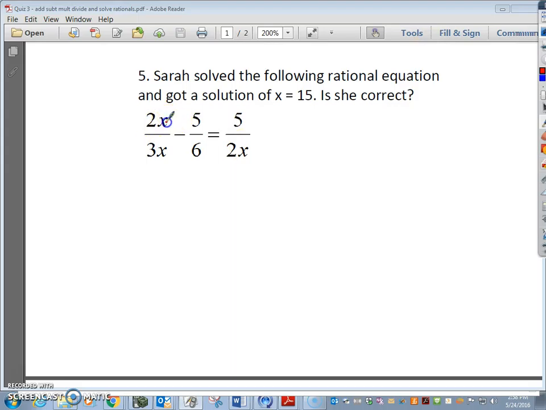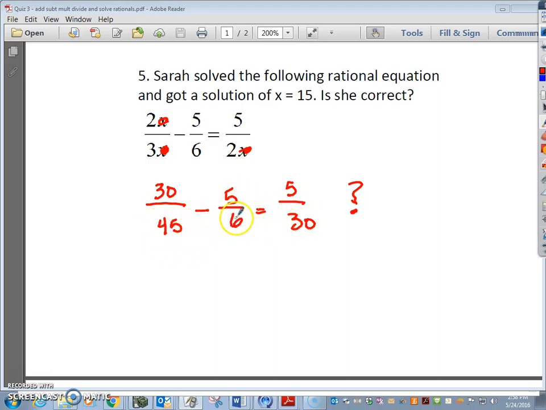So that means wherever I see an x, I'm going to put a what? A 15 to see if it's true. So 2 times 15 is 30 over 3 times 15 is 45 minus 5 over 6 is equal to 5 over 2 times 15 is 30. So that's 5 over 30. I want to see if this is true or not. So let's get an LCD going to see if these match.